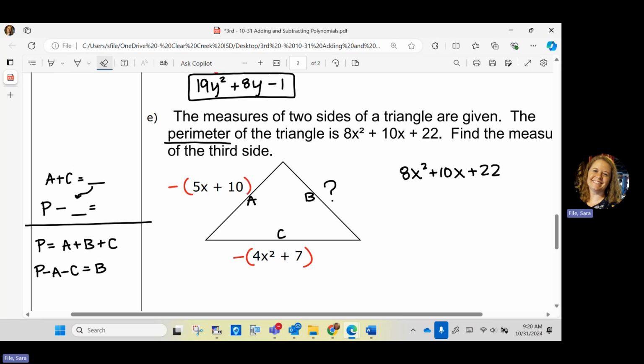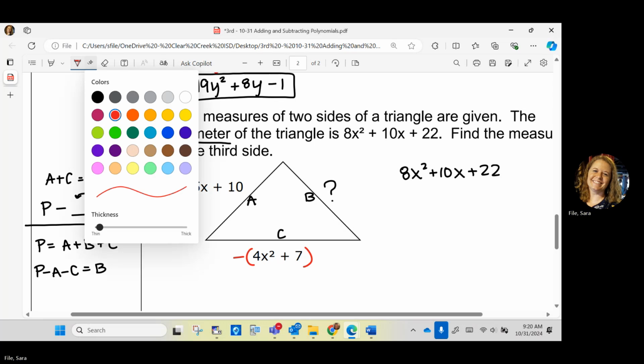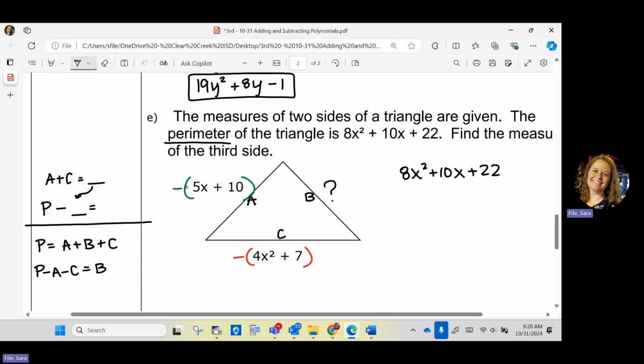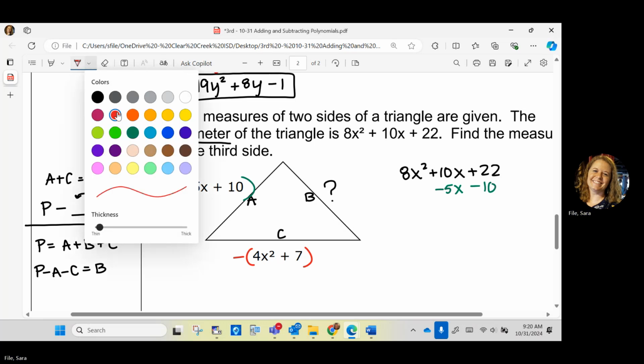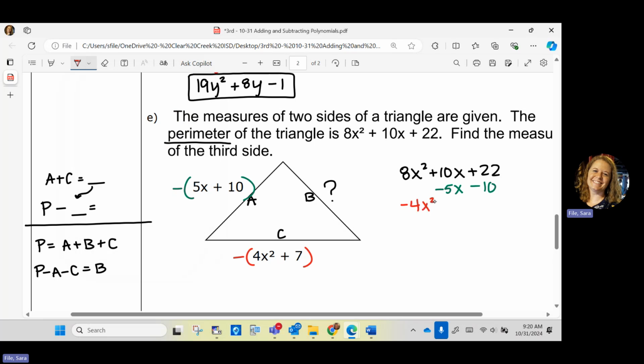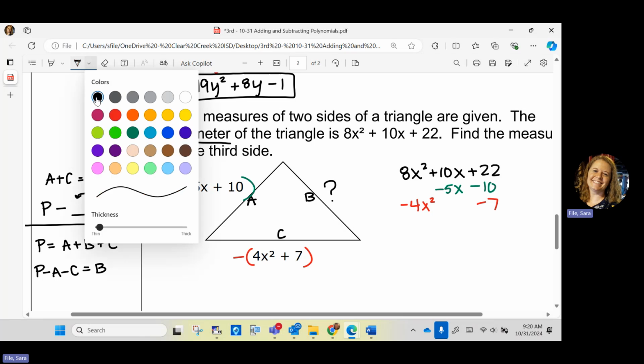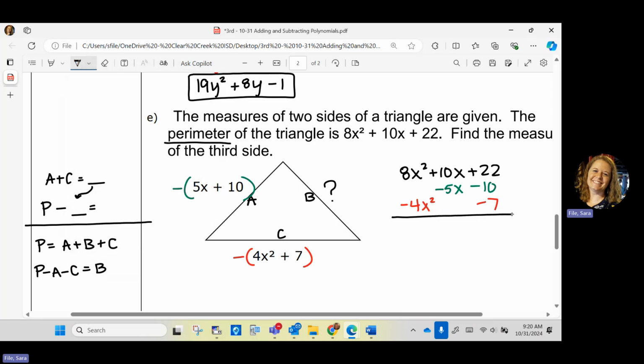Okay, and actually let me do a different color. I'll color code this for us. Do this one in green. So if I subtract side A, that becomes negative 5x, and I'm going to line that up under the x term, minus 10. And then if I subtract side C here, that's going to become negative 4x squared, and then minus 7. See how I lined everything up with like terms? Side A didn't have an x squared term. Side C didn't have an x term. That's okay, I just left some blank space there.